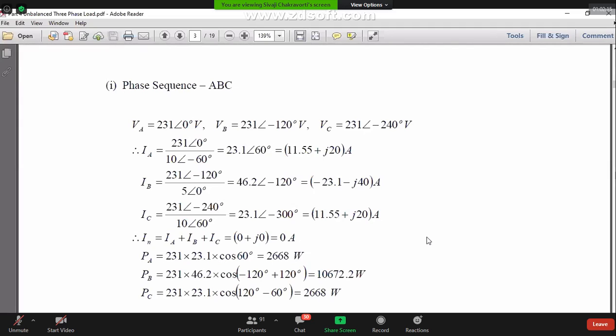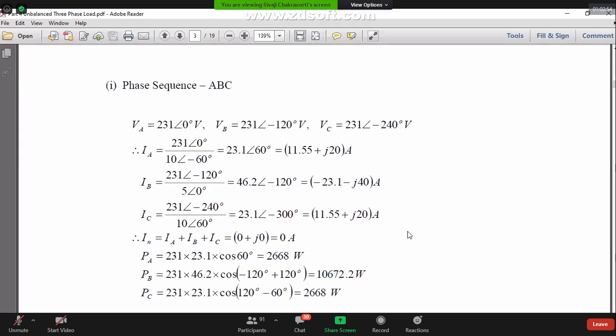So what we are saying here, now come to the problem solving. First I am assuming phase sequence ABC. As you see, the phase voltage magnitude is 231 volt. So assuming ABC phase sequence, VA is 231 with an angle 0 degree, VB is 231 with an angle minus 120, VC is 231 with an angle minus 240. As I said, any 3-phase problem solution starts by writing the 3 voltages if you know them.